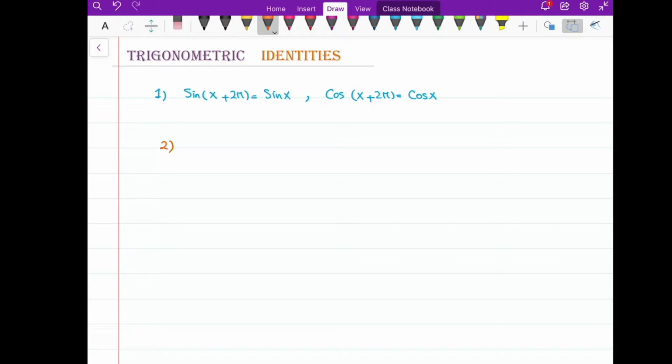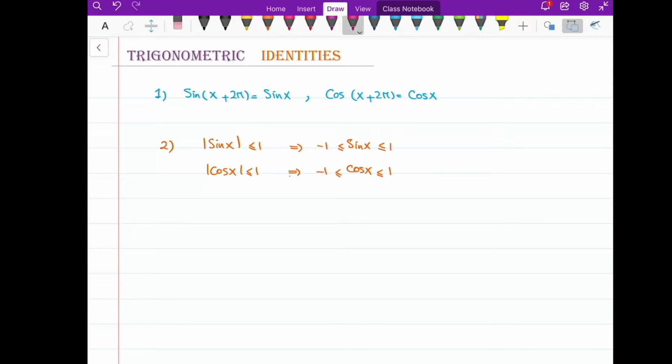Then the second identity is that sine of x is always less than or equal to 1. So the absolute value of sine of any angle is at most 1, which means that sine of x is always between -1 and 1. This is also true for cosine of x. So cosine of x, for any x that you put inside cosine, is between -1 and 1.